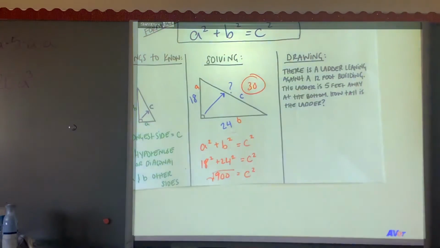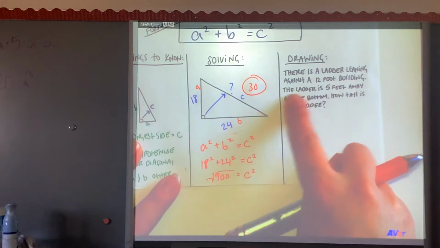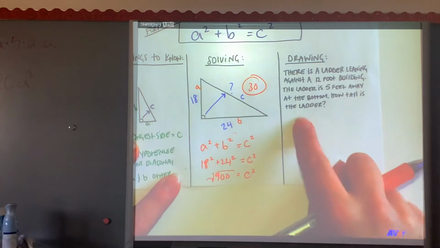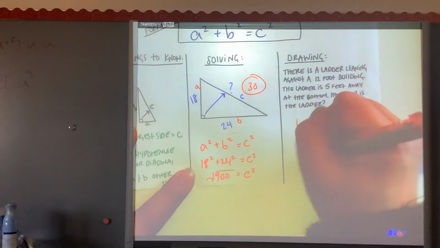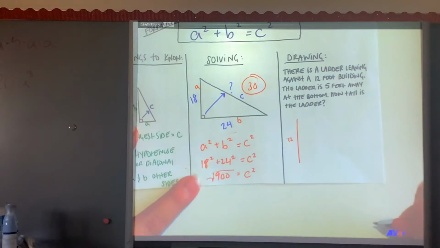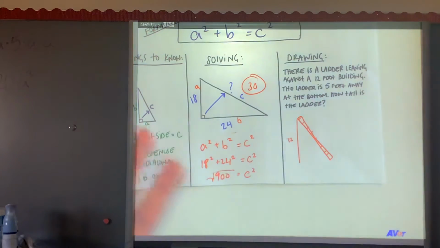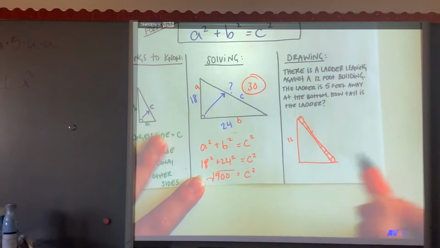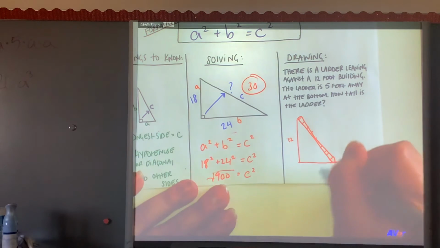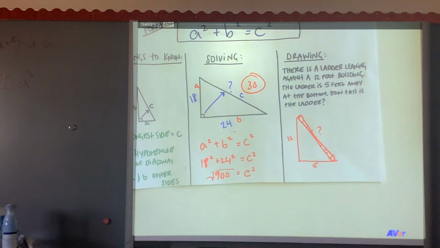All right, let's do one more. It says there is a ladder leaning against a 12-foot building. The ladder is 5 feet away from the bottom. How tall is the ladder? We don't see the picture here, but we're going to need to draw one. So first of all, we have this building. The building is 12 feet tall. We have a ladder leaning against the building. There's my ladder. It's a really bad ladder, but whatever works. And then it's leaning 5 feet away from the, oh, my ladder didn't reach the bottom. 5 feet away from the building. I got to figure out how tall the ladder is, or how long the ladder is.